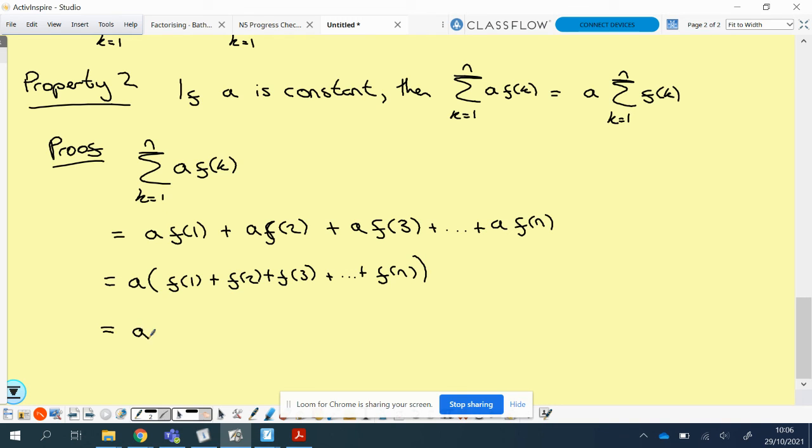So common factor of a out. That means that it's going to be a multiplied by the sum of all the functions of f from k equals 1 up to n, which is the sum k equals 1 up to n of the f function, f of k, which is my right hand side. And that's that proven as well.